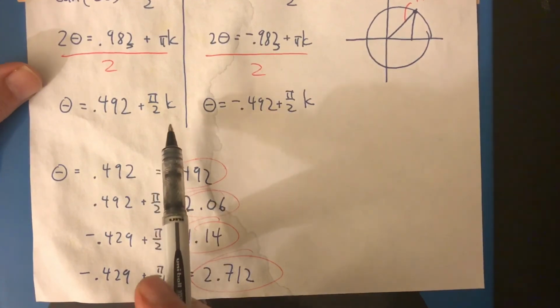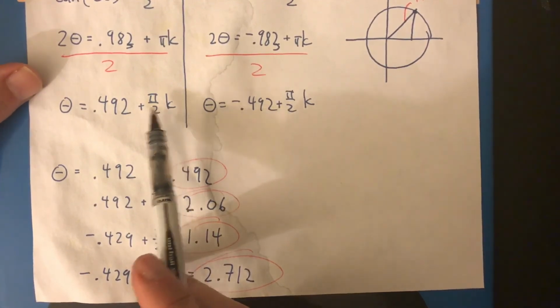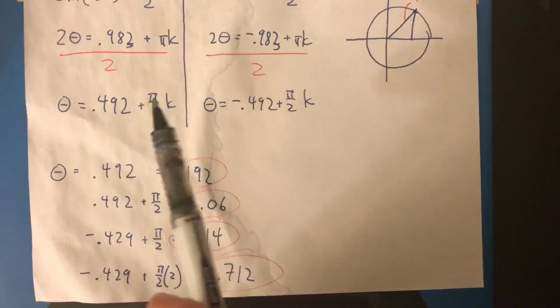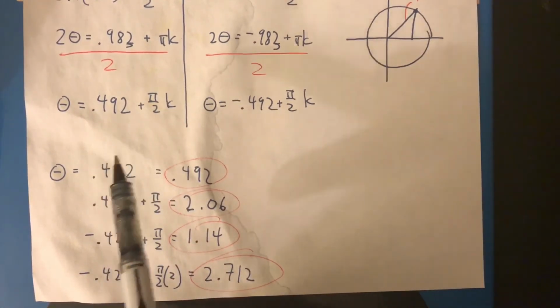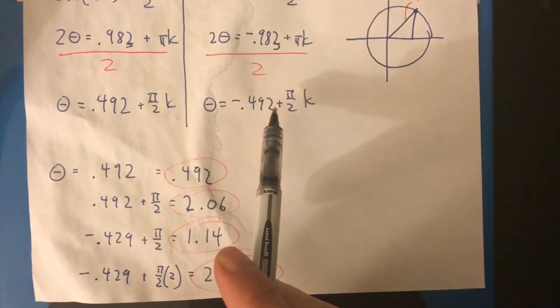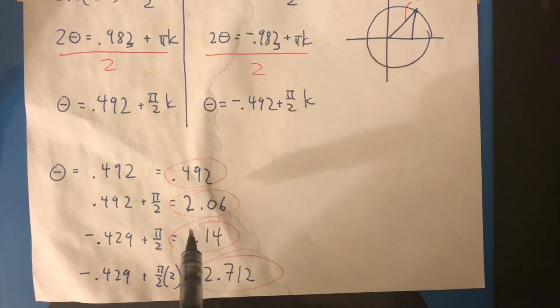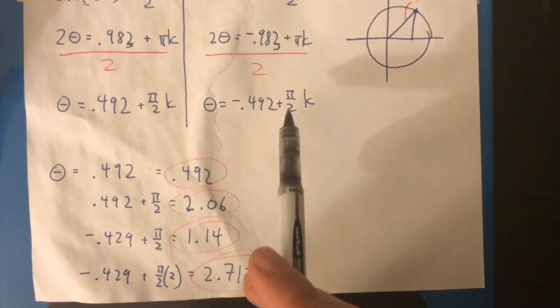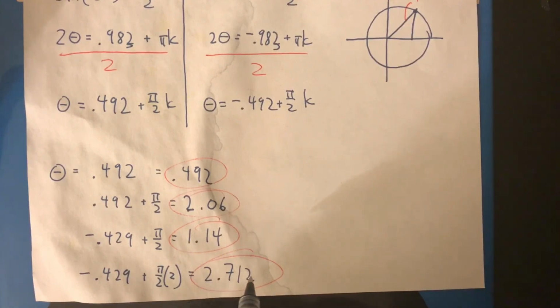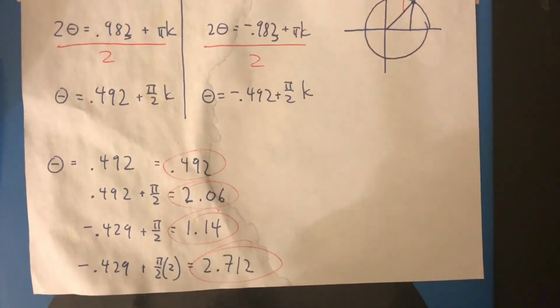If we were to keep going, if we were to let k equal 2 and say pi plus 0.492, that would be no good. We would be over pi, we'd be over 360 degrees. Going to the other side, the negative, if we add pi over 2, it becomes positive, and if we add pi over 2 times 2, it's 2.712. That's still under 3.14, so that counts, and here are the 4 solutions for this one.